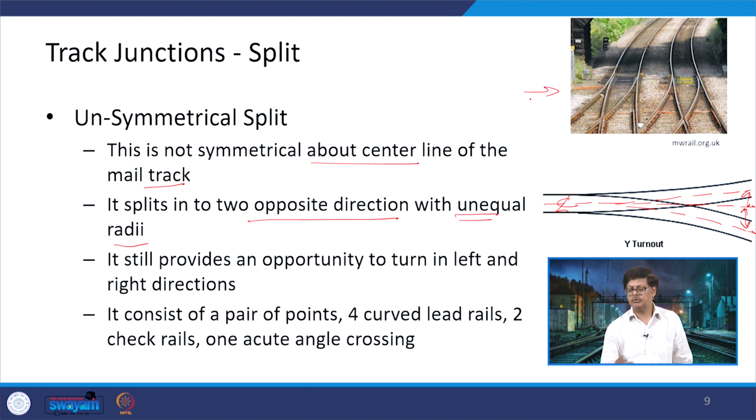If you see the photograph again, we are going in this direction, but the way it takes a turn is different. If we talk about the center line here, the deviations are going to be different. It still provides an opportunity to turn in the left and the right direction, and it again consists of a pair of points, 4 curved leads, 2 check rails and 1 acute angle. So, it remains the same whether it is a symmetrical or an unsymmetrical split.